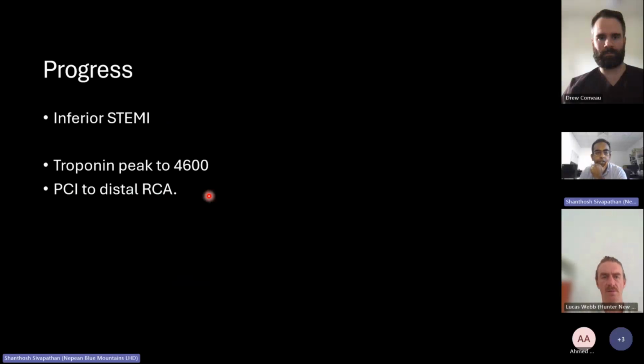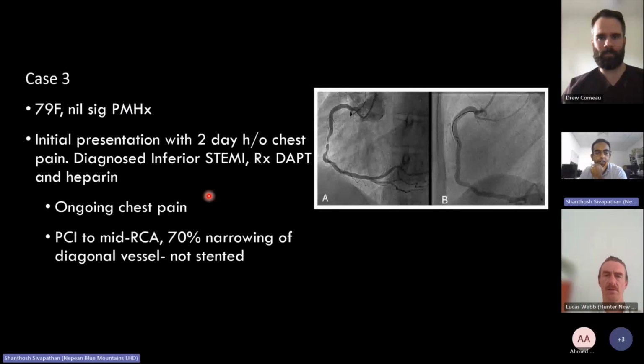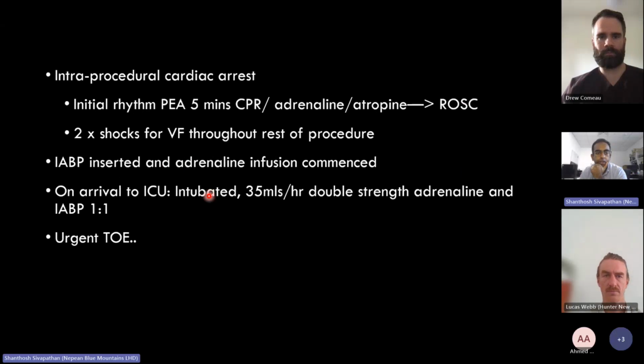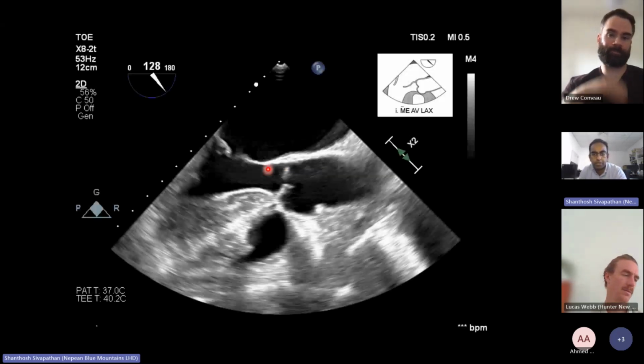He had an inferior STEMI, PCI to the distal RCA, and then had a cardiac arrest. Oh, I remember this. Okay, so had a cardiac arrest, balloon pump was inserted, went to ICU. He had increasing inotropic requirement after, which was a red flag, because you've essentially fixed the culprit, which was the right coronary artery, and you assume that you've done all the right things.